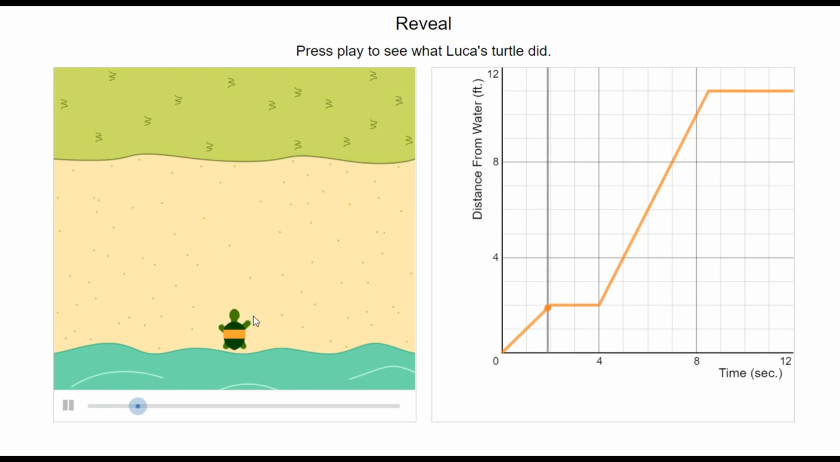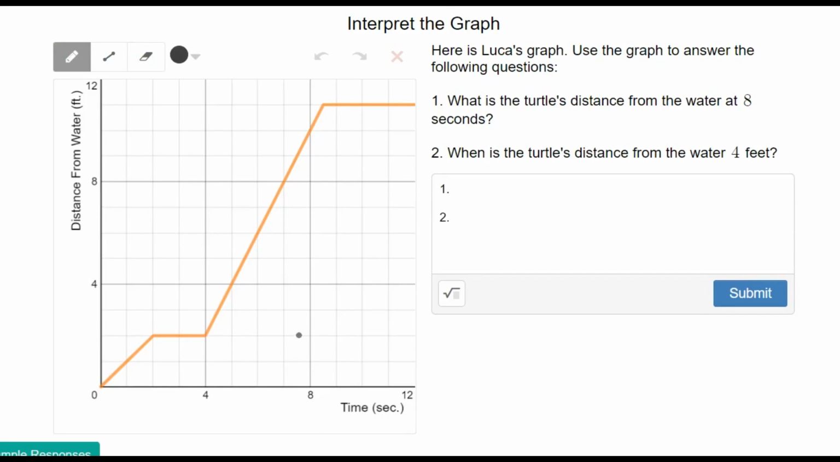So the turtle's walking away from the water. He stops, so his distance from the water stays the same. Then he starts to walk again, and then he stops and his distance from the water stays the same again for the last little bit there. So on this slide, they ask you some questions about the graph.